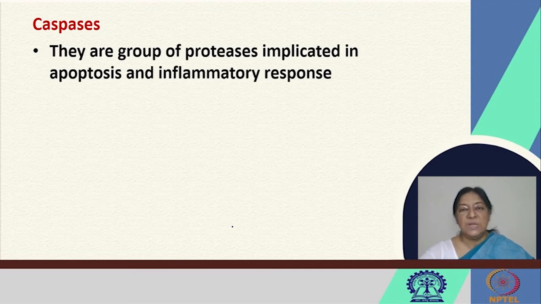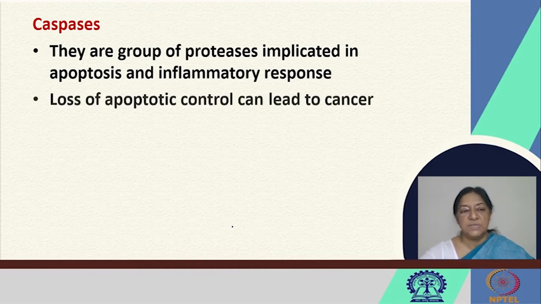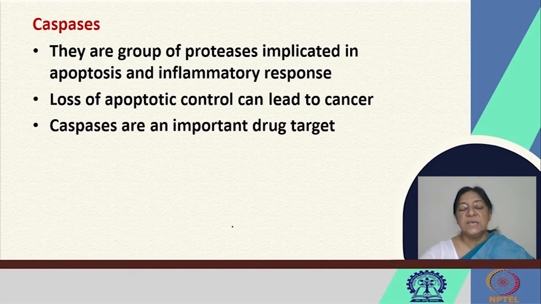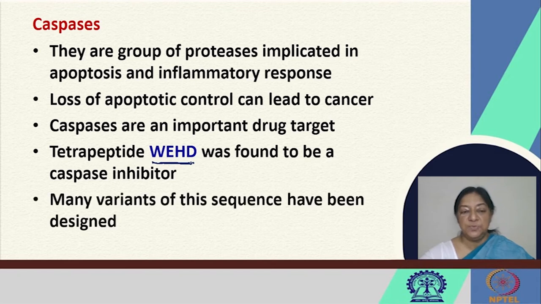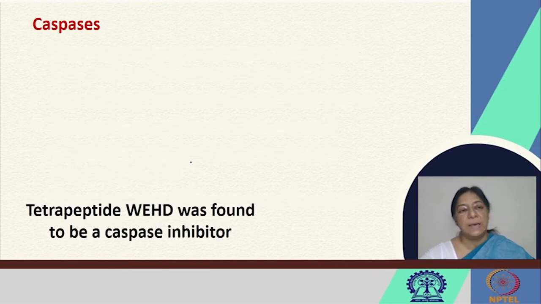The caspases are one such example that we will be looking at. These are a group of proteases that are implicated in apoptosis, that is programmed cell death, and inflammatory responses. The loss of this apoptotic control can lead to cancer. Thus, these caspases are an important drug target. The tetrapeptide WEHD has been found to be a caspase inhibitor. This means that any development based on the design of this tetrapeptide, with a knowledge of where it binds on caspase, is going to be useful for the design of specific peptides that would inhibit the action of these proteins. Many variants of the sequence have been designed and developed to act as caspase inhibitors.